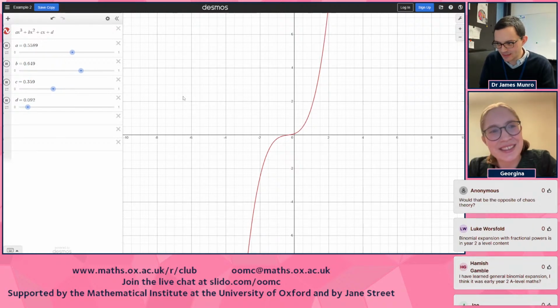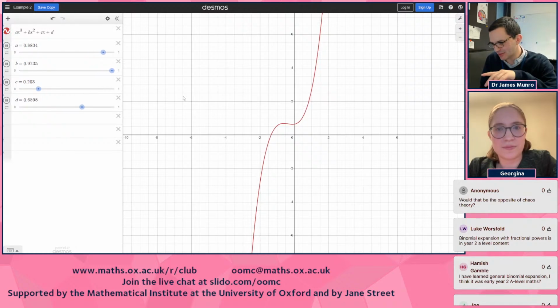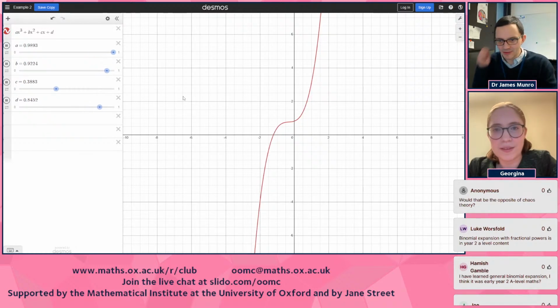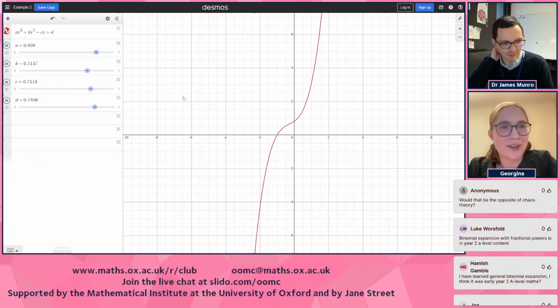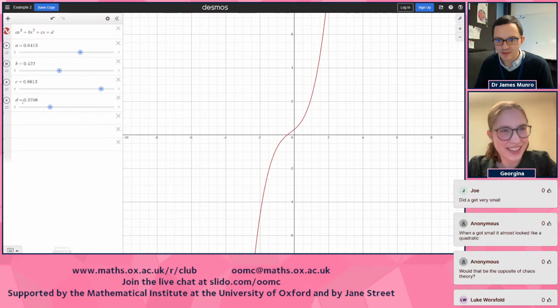So not D, that one is controlling the y-intercept. Here comes C going in towards 0. And that one's controlling something complicated. We're going to look at the A and B sliders as well. I'm sorry for the frame rate. They are quite close together. I can fix that. Yeah, maybe you might need to offset one of them.